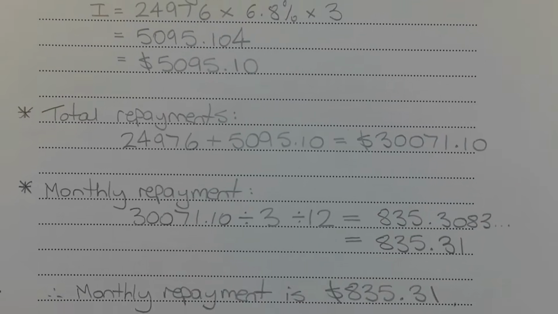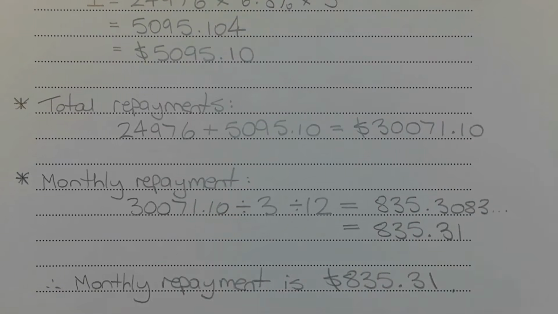So lastly, to work out the monthly repayment, we take the total value of the repayments, and it's over 3 years, so we divide that by 3. But because it's monthly, we divide that again by 12 since there are 12 months in a year. And we get 835.3083 and so on, which rounds to $835.31. Therefore, the monthly repayment is $835.31, correct to the nearest cent.